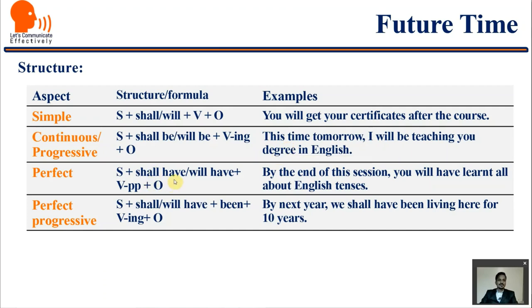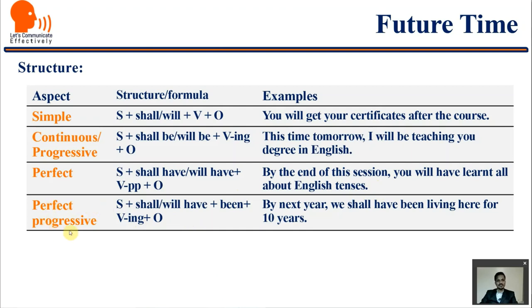Perfect: subject shall have, will have, verb and its past participle plus object. By the end of this session, you will have learned all about English tenses. Right? When to use? Again, we will see.